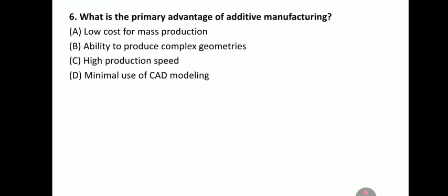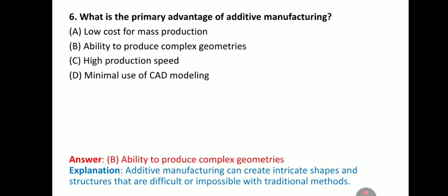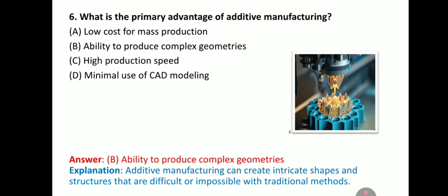What is the primary advantage of additive manufacturing? The answer is the ability to produce complex geometries. So with the help of additive manufacturing, you can produce complex geometries like this, which is not possible with the help of any other manufacturing process.